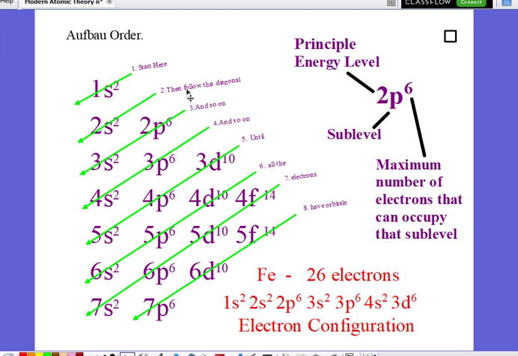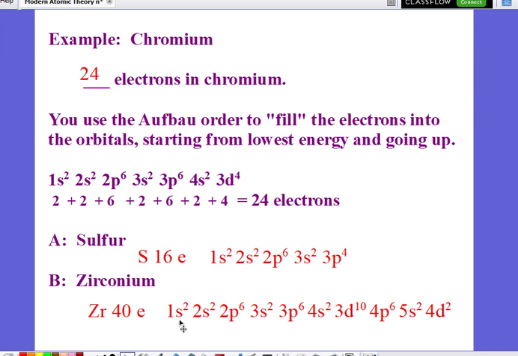Zirconium had 40, so this took a lot longer. I had to go 1s2, 2s2, 2p6, 3s2. Next slide. 3p6, 4s2. Next slide. 3d10, 4p6, 5s2. Still wasn't all the way through all the electrons I had. Next slide. 4d2, 4, letter d, number 2, and then I had gotten through all of the electrons that zirconium had. So we're going to do a lot of these electron configurations.